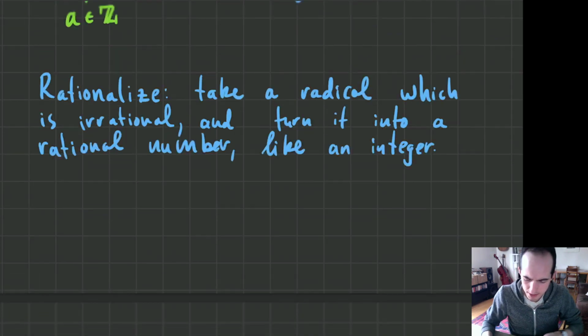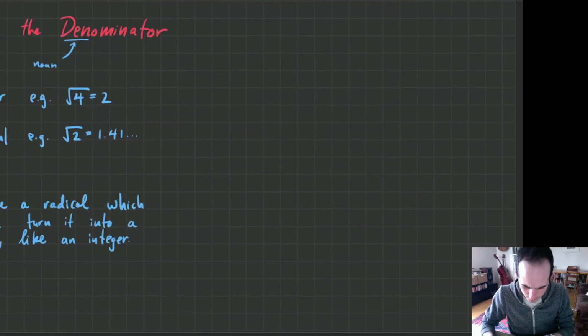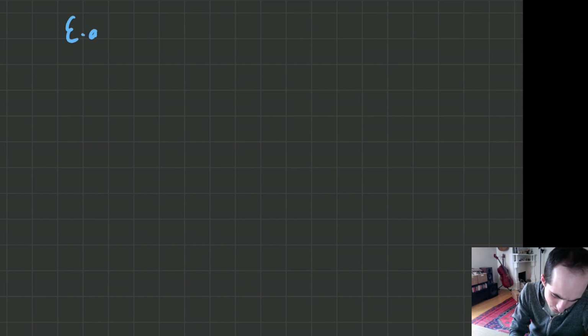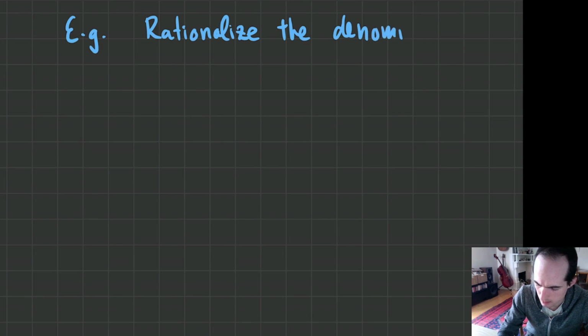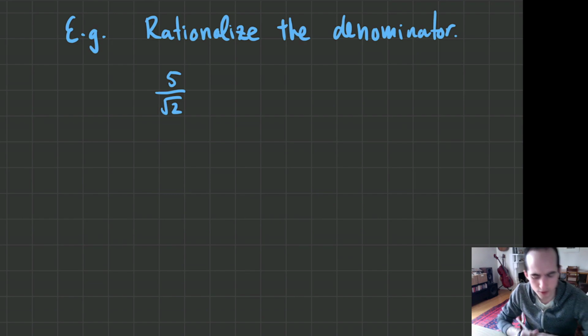So actually, I think I can go over here. Why don't I go right beside my old work? Okay, so let's take a look at what we might have to do. So I could have an example that looks like this. So we'll rationalize the denominator. Okay, and I'm going to have something that looks like this. So I'll have 5 over the square root of 2.